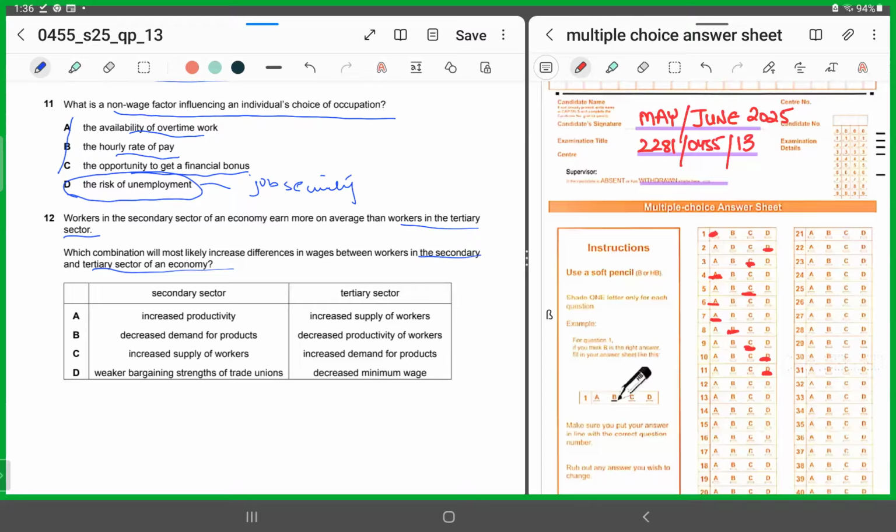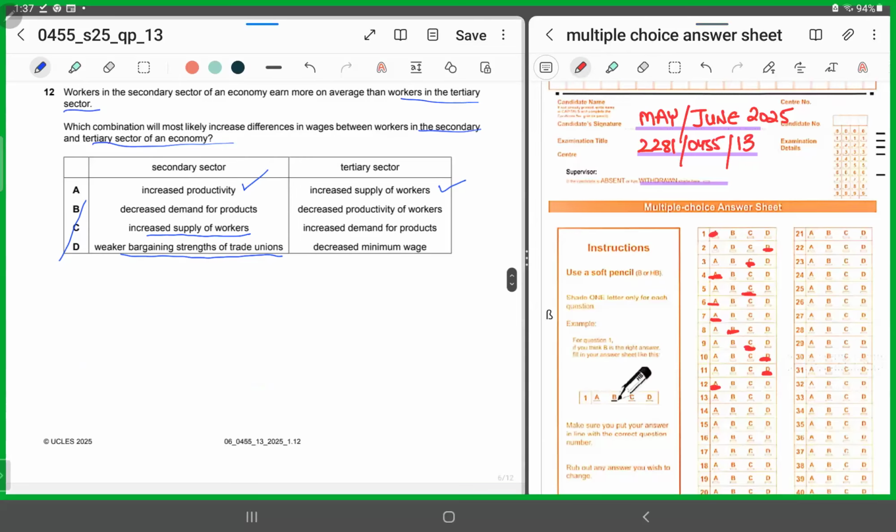So B, C, and D options. What is B saying? B is saying decreased demand for products, C is saying increased supply of workers, and D is saying weaker bargaining strength of trade unions. So if the secondary sector has a decreased demand, or if more workers are present, or if they have lesser bargaining power in trade unions, the gap would not widen, it would shrink. So it's incorrect. The secondary sector employees' productivity must be more, and there must be more people available in the tertiary sector. That is the only reason why there has to be an increase in the earnings gap between the secondary and the tertiary sectors. Otherwise, the gap would not widen, right? So for 12, it has to be A.